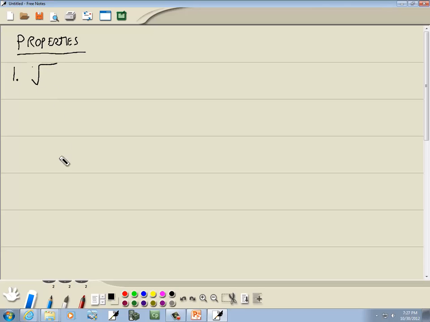I'll put P there. If you're multiplying two radicals together, and the indexes are the same, the number in this slot right here, then you can put them underneath a single radical like that. You can also go the other direction. If you have this, you can split it into two separate radicals.